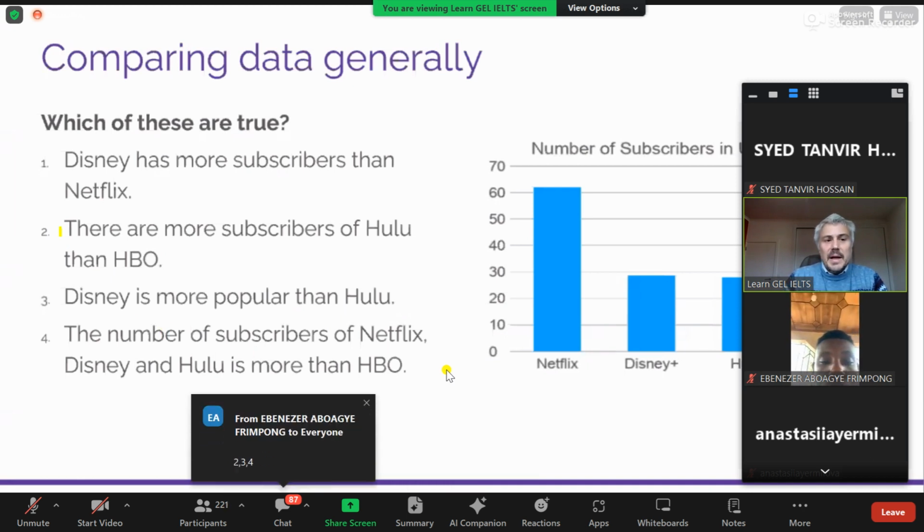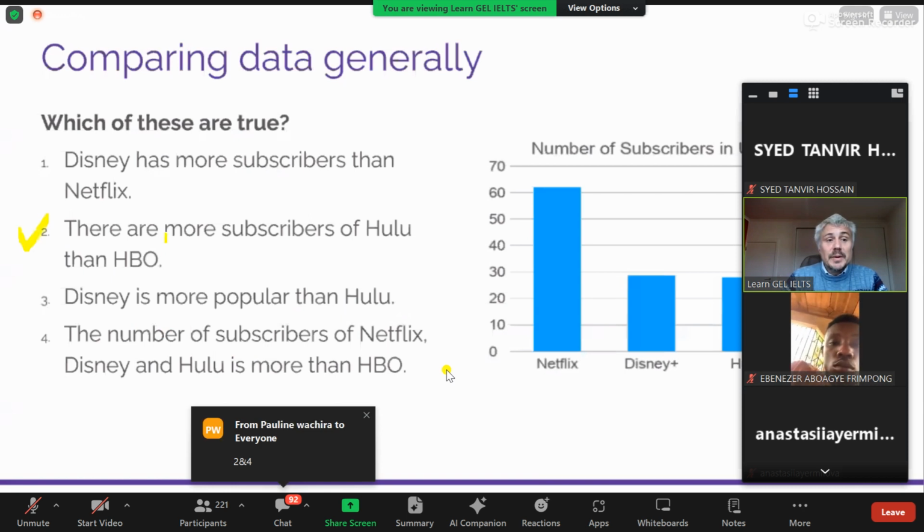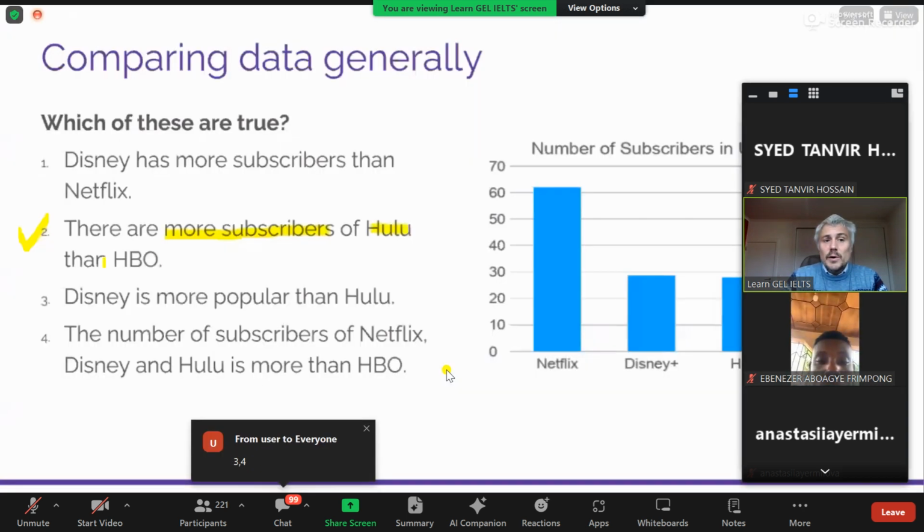Okay, well, number 2 is true. More subscribers of Hulu than HBO. Yes, Hulu has more than HBO. This is true. Number 3, Disney is more popular than Hulu. Yes, Disney is close, but it's a little tiny bit higher than Hulu if we look carefully.